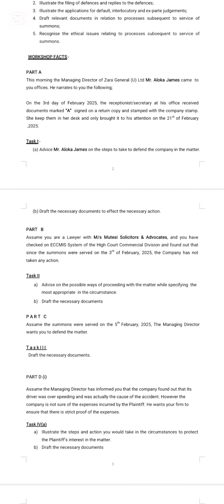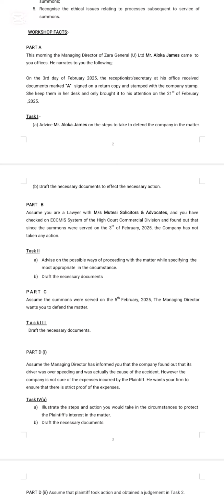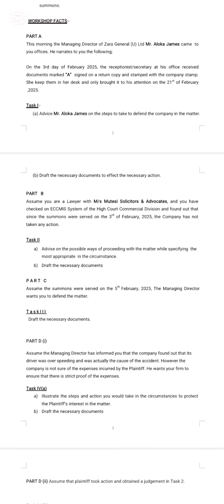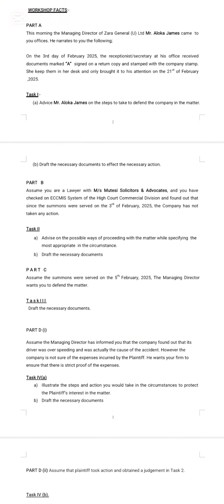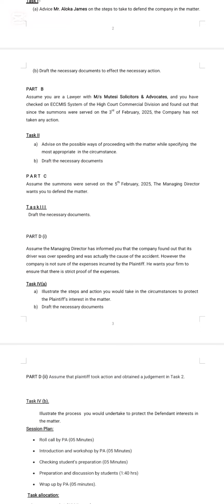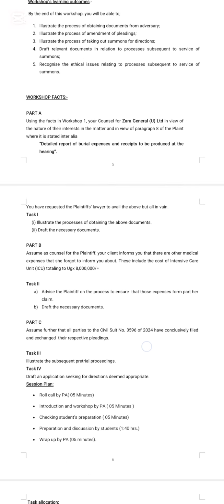So part A: this morning the managing director of Zara General Uganda Limited, Waraka James, came to your offices in relation to the following. On Saturday of February 2025, the receptionist or secretary at his office received documents marked A, signed on a written copy and stamped with the company stamp. She kept them in her desk and only brought it to his attention on 21st of February 2025. So basically here, when you look at the document we have, it's the one annexed A.